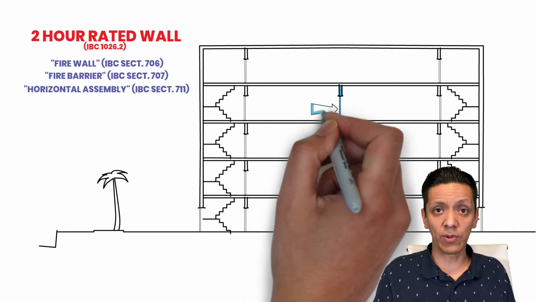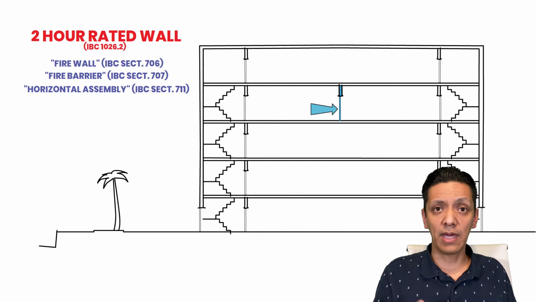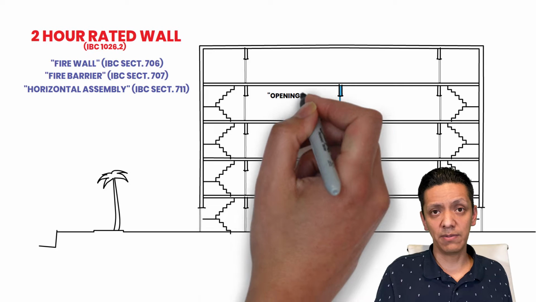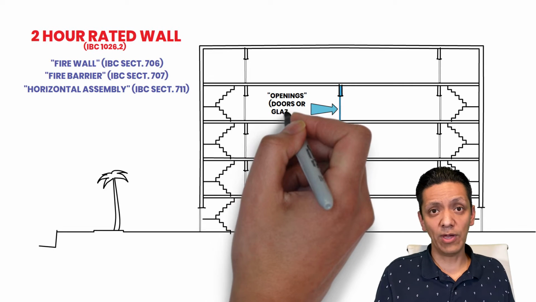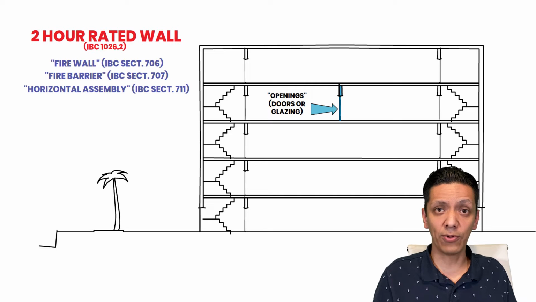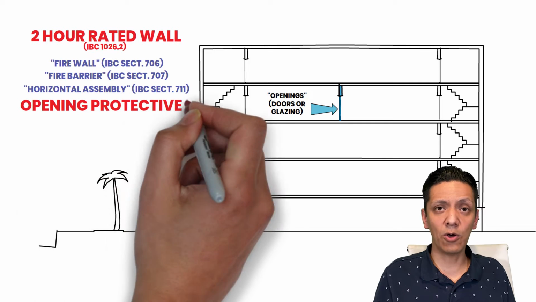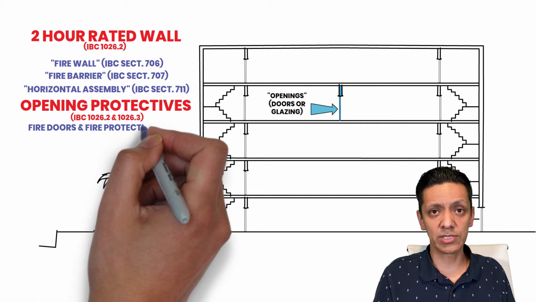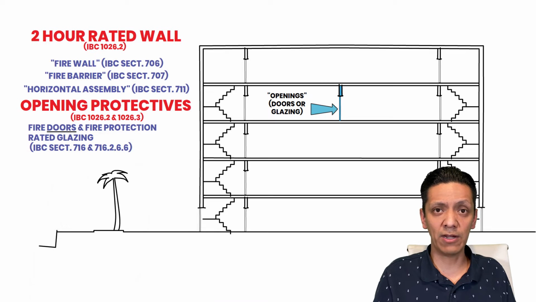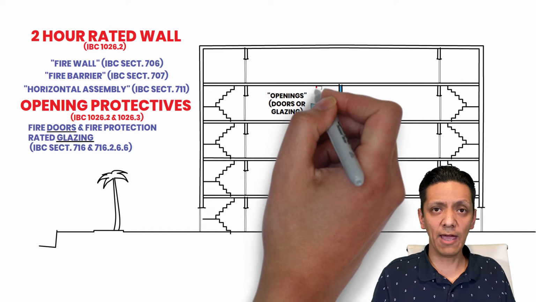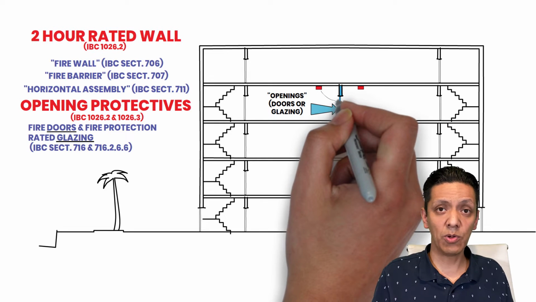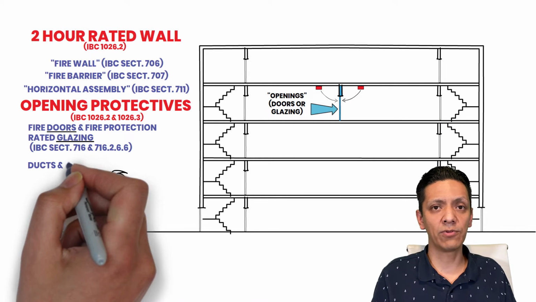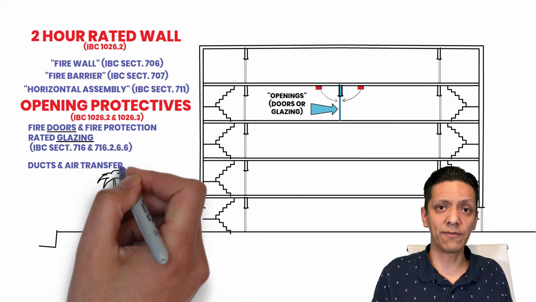Now you need openings, right? You need a door that's an opening that leads from one space to the other and vice versa. If you have openings, and you will have them, otherwise there's no point to a horizontal exit, they also need to meet certain requirements. And that is, they must meet the opening protection requirements of IBC section 716. And this applies both to fire doors and fire protection rated glazing. Now, fire doors have an additional requirement than just what's in that section, and that is that they have to be self-closing and activated by a smoke detector. There's also special requirements if you have ducts or air transfers going through that fire-rated wall.